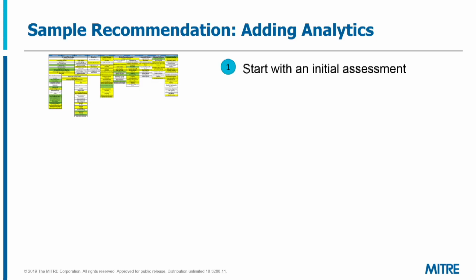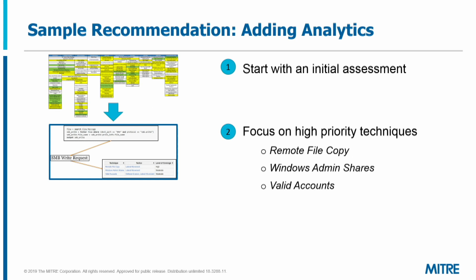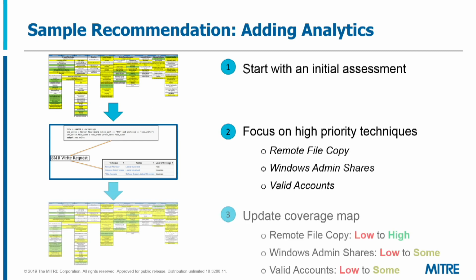As an example recommendation, one of the things we always like to recommend is just adding analytics. The idea here is you start with an initial assessment, focus on the high priority techniques. In this example, it's remote file copy, Windows admin shares, valid accounts, and then add analytics for those techniques, either using publicly available analytics or developing your own in-house, and then update your coverage map so that you can keep tracking your coverage over time so you don't have to keep redoing an assessment.